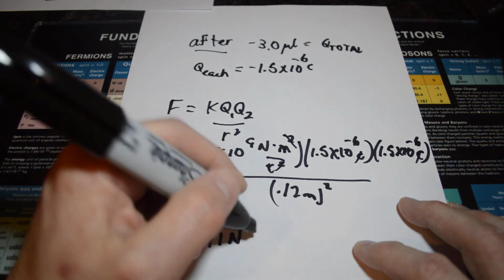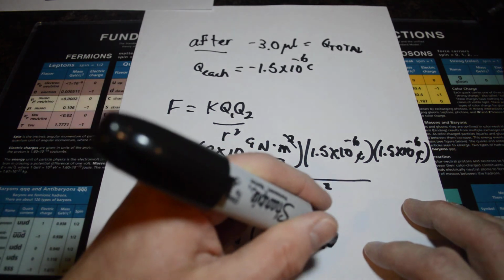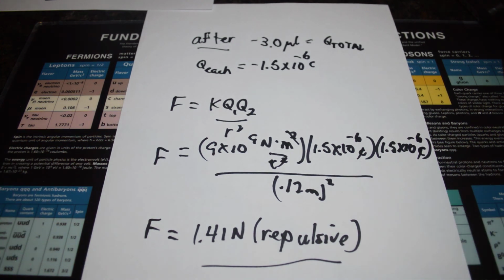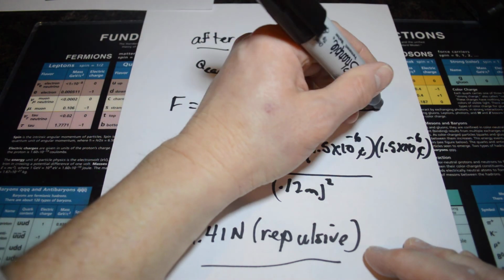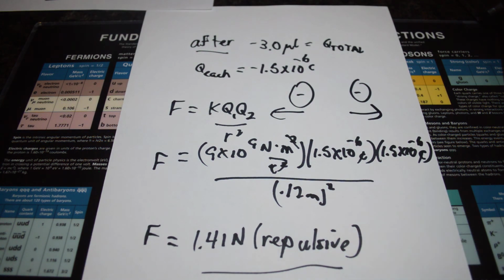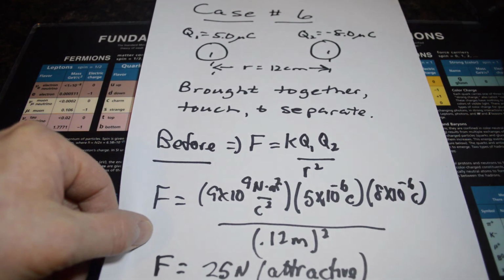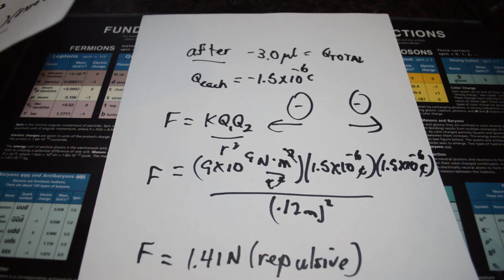The difference is that now, since they're both negative, that force will be repulsive. And what I think you should have learned in class is I don't normally have you put in the negative signs. I just think about it in terms of if you had two negatives, that they would exert repulsive forces on each other. Whereas in the other case, one was positive and the other was negative. And so that was attractive. So for the first case before, 25 newtons attractive, and then afterwards 1.41 newtons repulsive.